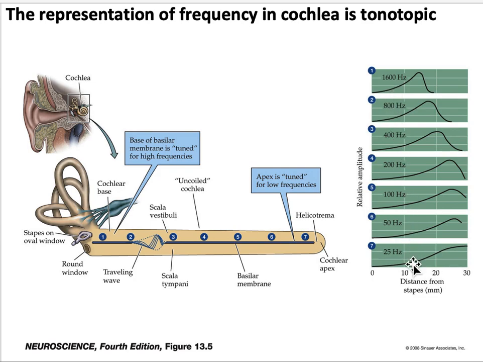Here's a more accurate representation. So 1600 hertz has a basilar membrane deflection distribution of something like that. By the time you get to lower frequencies, it looks something like this. So it's not pinpoint precision. It's more spread out.